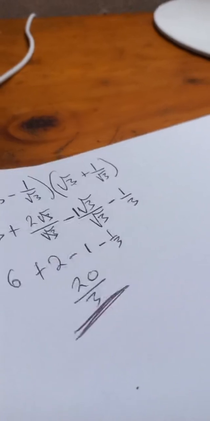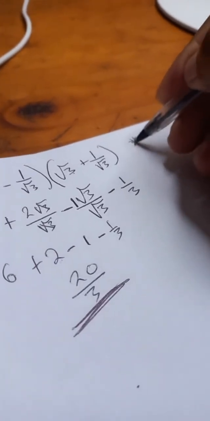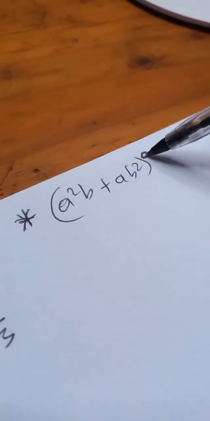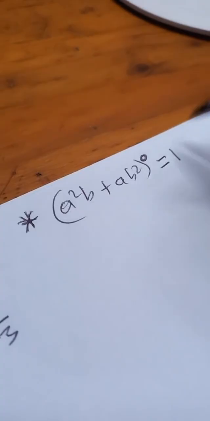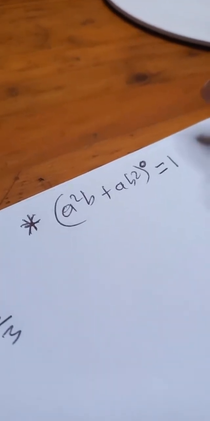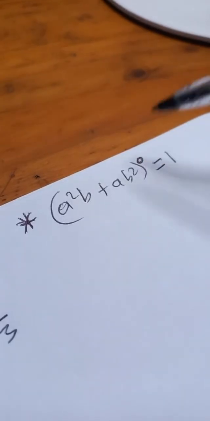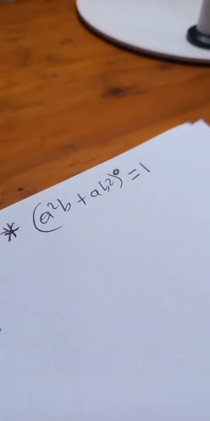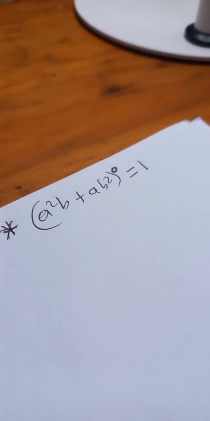All right, guys. This is not going to take even a minute. A squared b plus ab squared to the power 0. Anything to the power of 0 is equal to 1. No matter how complicated it looks, if there are brackets there and everything is to the power of 0, the answer is 1.